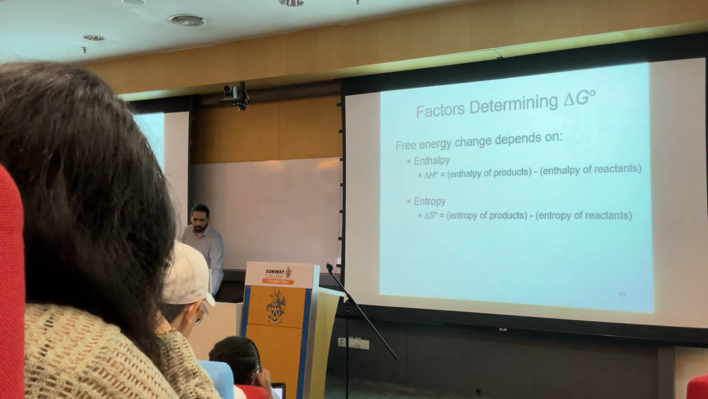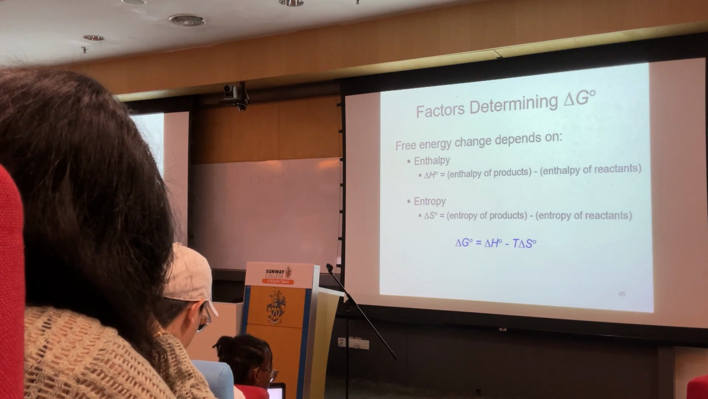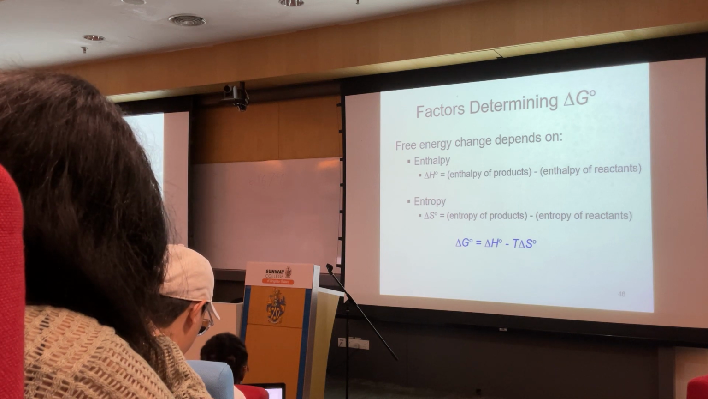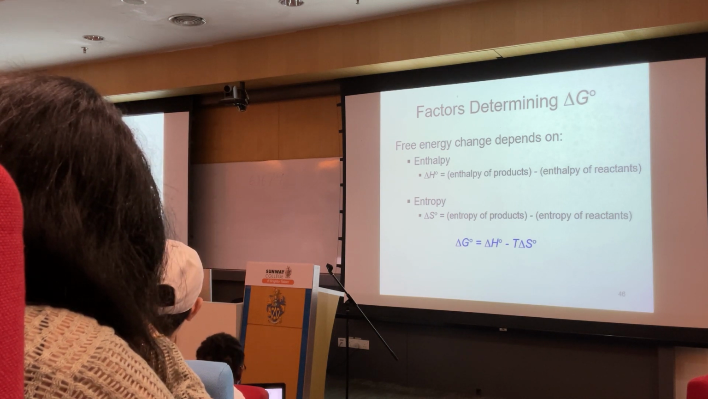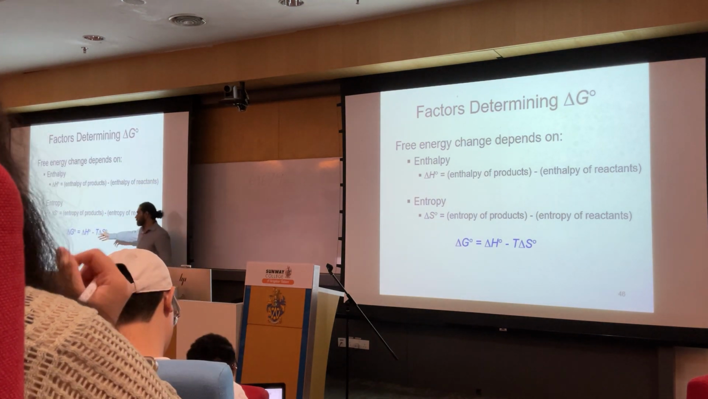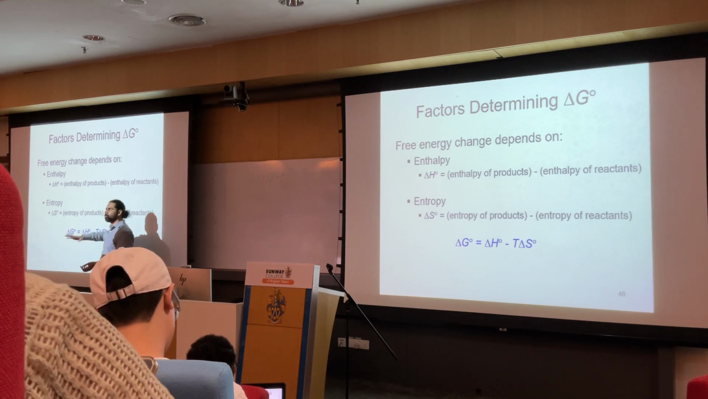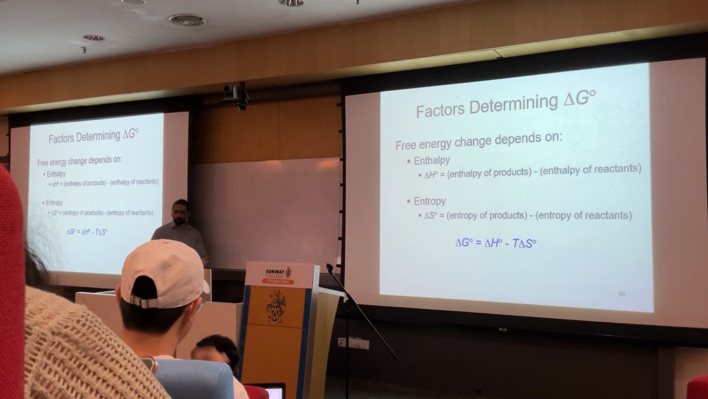So the actual equation for absolute free energy for a reaction is this. The change in absolute free energy equals the change in absolute enthalpy minus temperature times absolute entropy, right? Temperature is just simply temperature. Entropy is how many bonds formed or broken, and enthalpy is heat required or heat released.